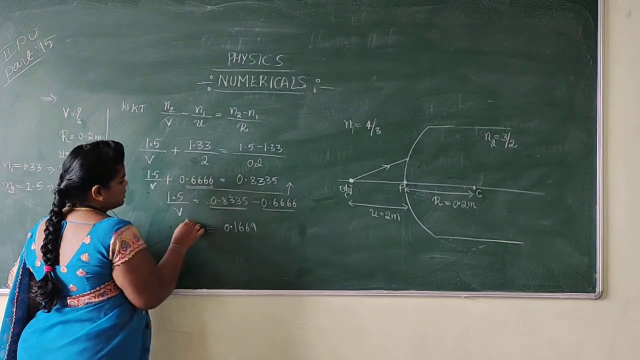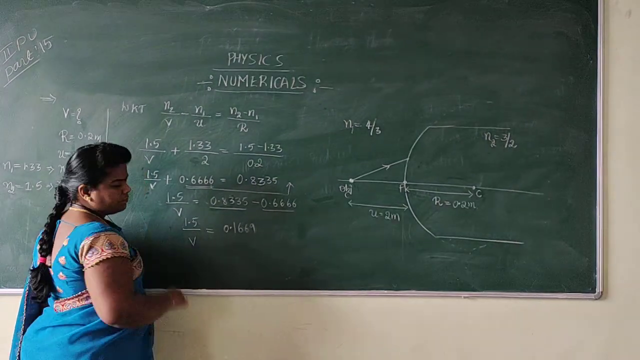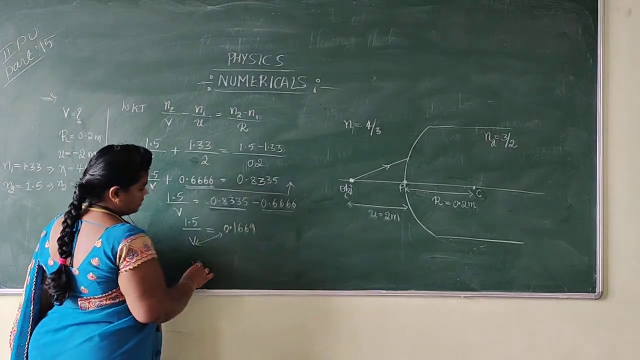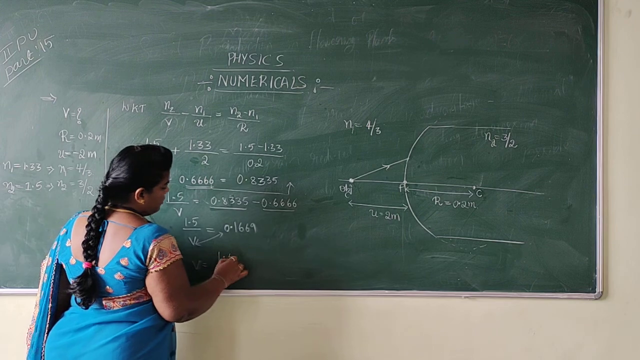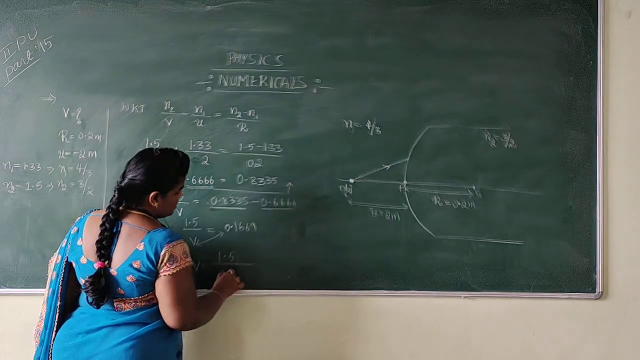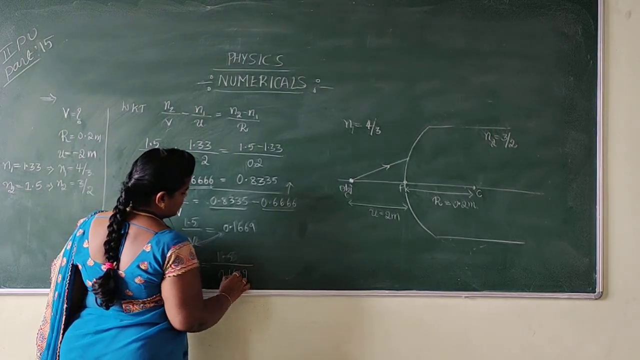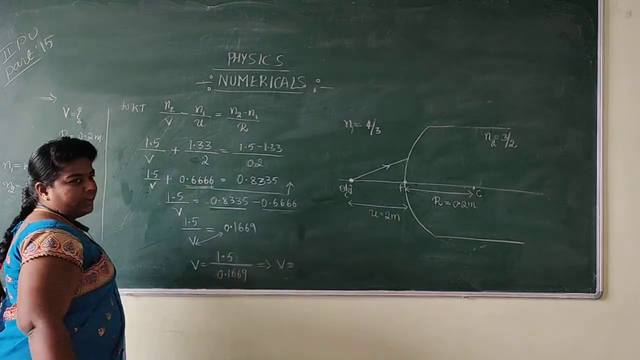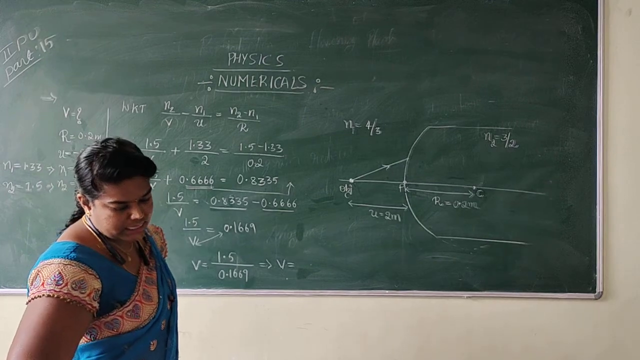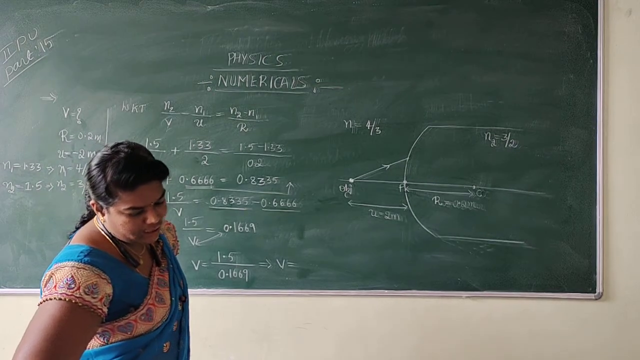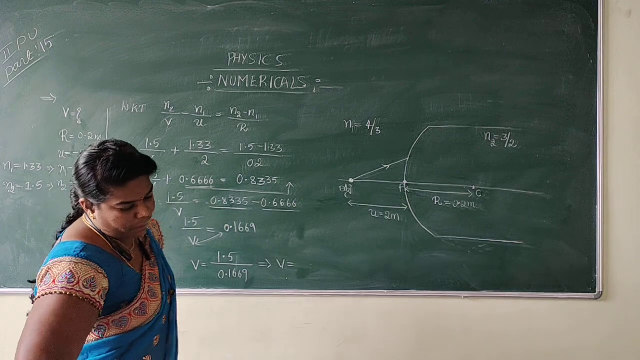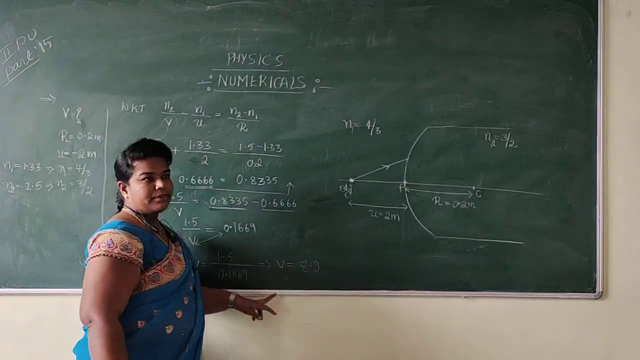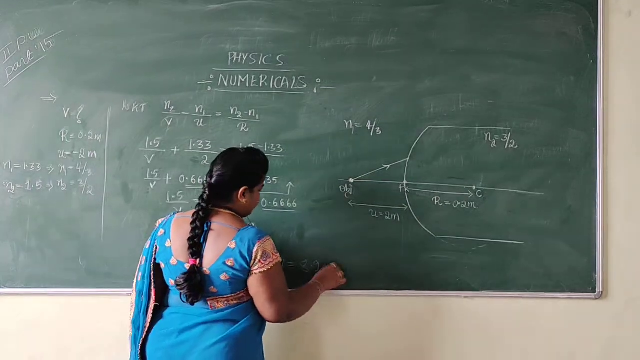So then here it is 1.5 by v. Now I want to calculate v. Let us do cross multiplication. v is equal to 1.5 divided by 0.1669. Take your calculator and divide 1.5 by 0.1669. How much do you get? It turns out to be equal to 8.9. So what is the SI unit for distance? It is meter.